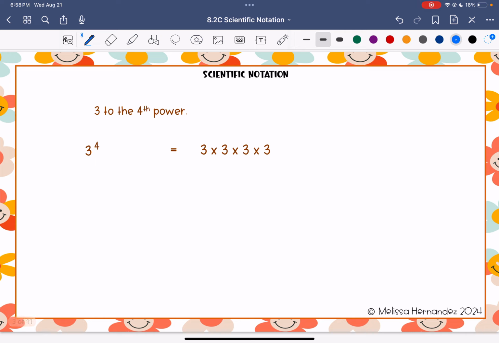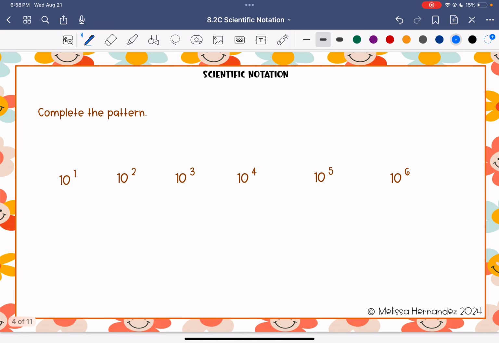So going back to 6th grade math, when we did 3 to the 4th power, it was a base of 3, and your power or your exponent was the 4. The way you simplified it was 3 times 3 times 3 times 3, which would give you an answer of 81. Scientific notation is just an abbreviation for really big numbers or really small numbers. All right, so there's going to be a pattern.